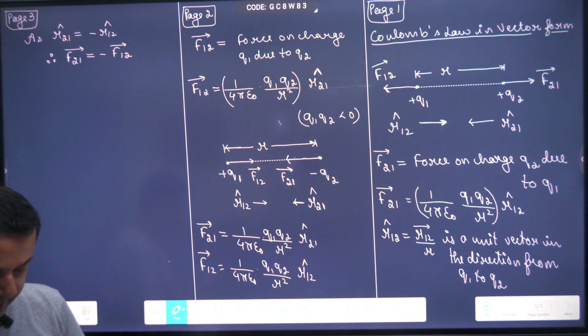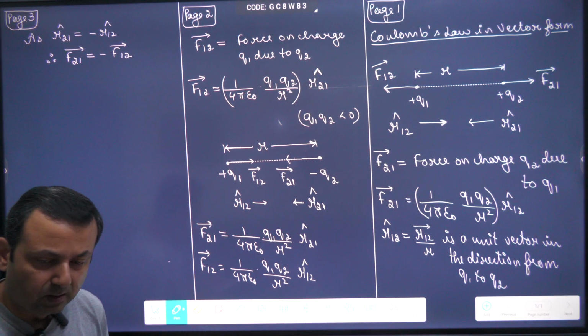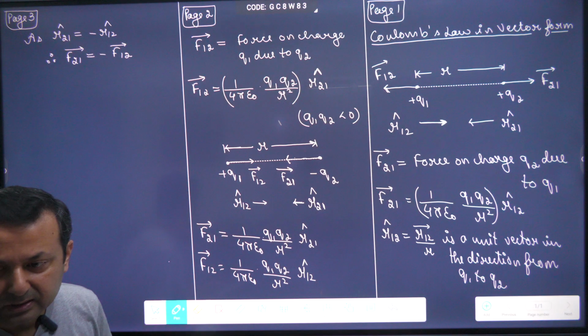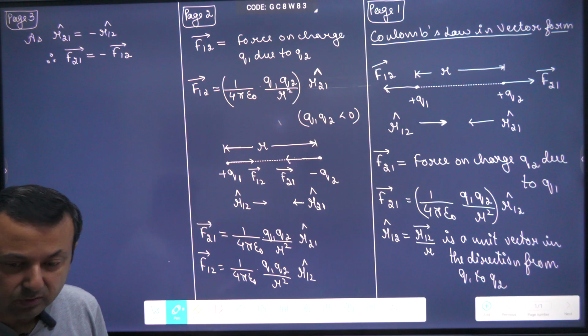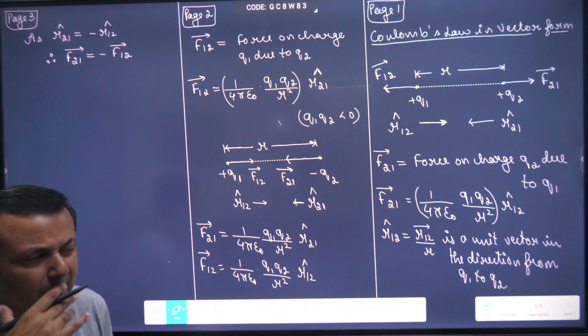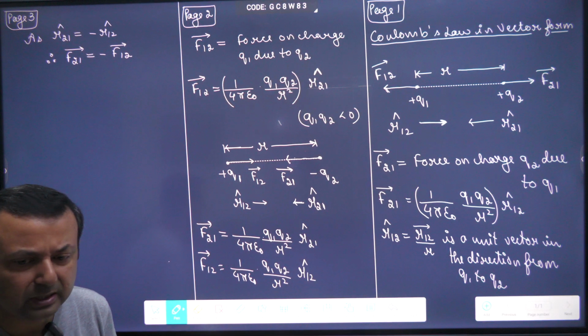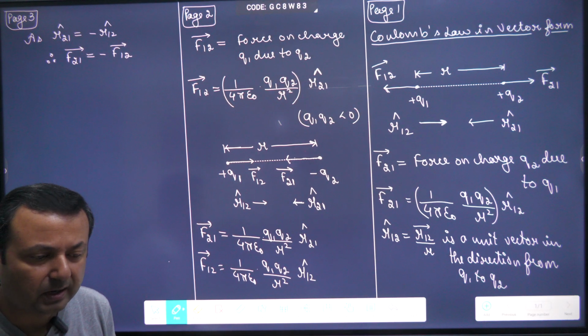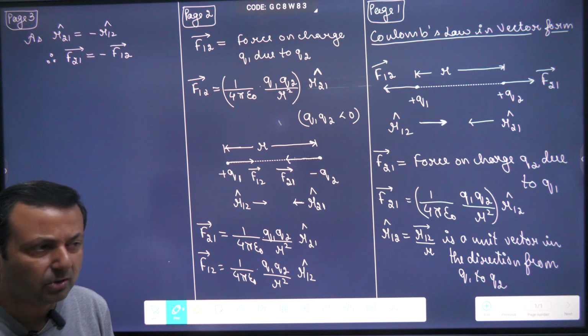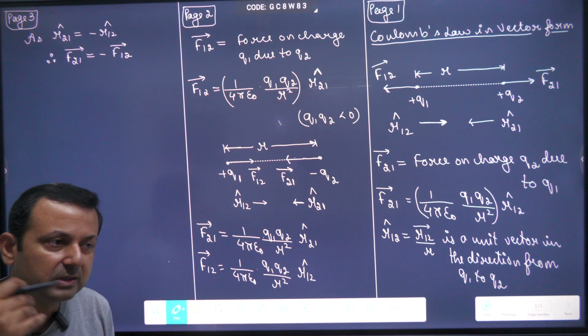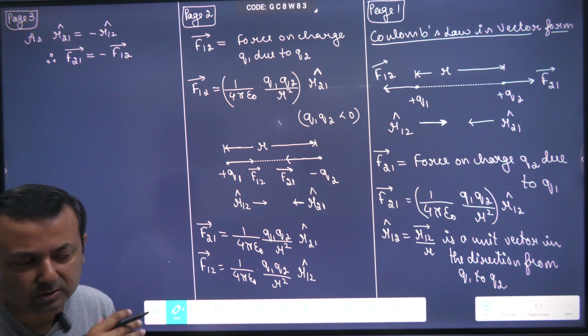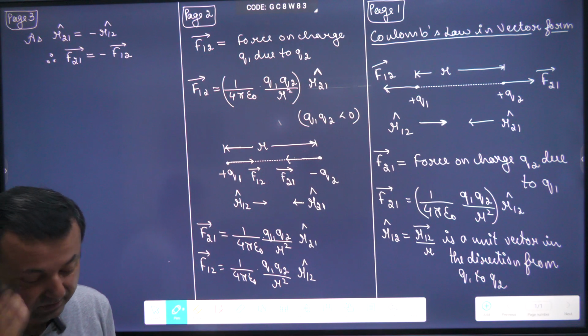Page number 9, permittivity. What is permittivity? Permittivity is actually permission. If we talk about any kind of medium, say open space or any liquid medium or any solid medium, then how much charge can move across that medium is called its permittivity.